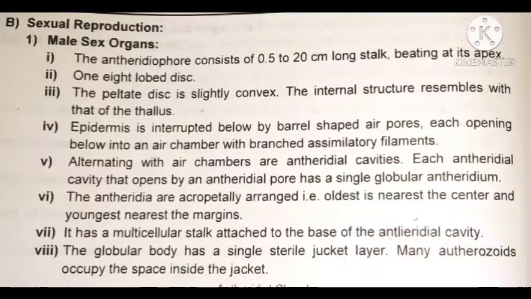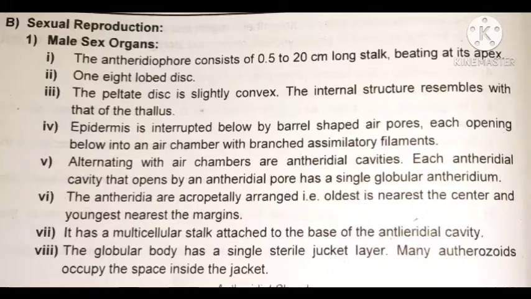Dear student, in the previous video, we studied the vegetative reproduction, morphological characteristic features, and internal structure of the thallus of Marchantia. Now we want to learn about sexual reproduction in Marchantia. Marchantia completes its sexual reproduction using male and female sex organs. The male and female sex organs are called antheridiophore and archegoniophore respectively.